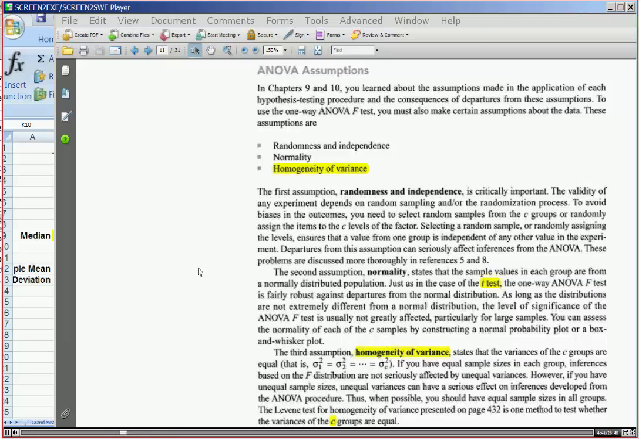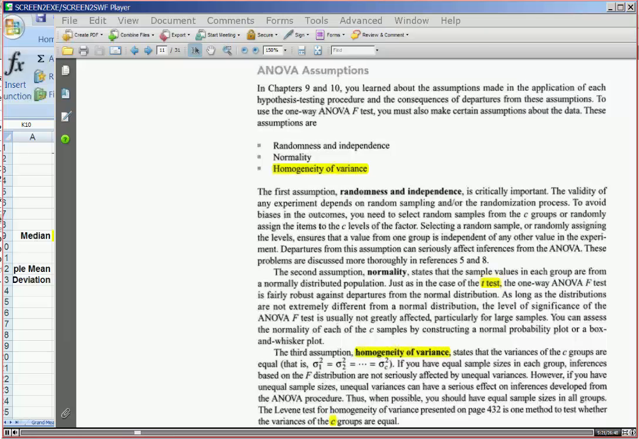The second assumption, normality, states that the sample values in each group, again we have 4 groups, are from a normally distributed population. Normally distributed population, that has to do with the distribution. We only have 5 measurements in each group. Just as in the case of the t-test, the one-way ANOVA F-test is fairly robust against departures from the normal distribution.